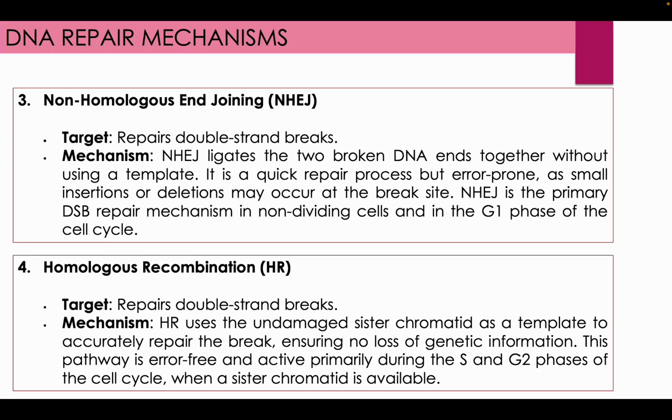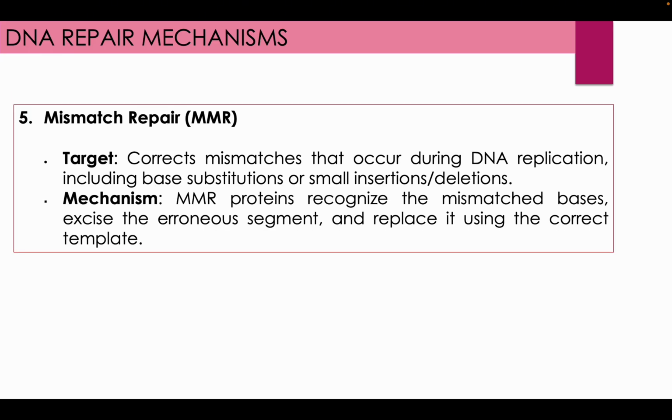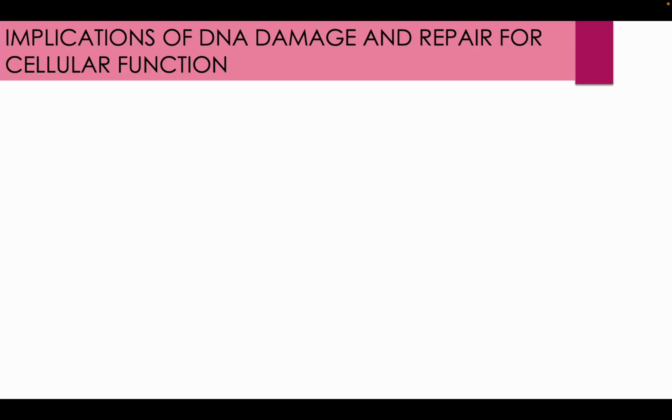And then the fifth one is what we call the mismatch repair, or the MMR. Its target is to correct mismatches that occur during DNA replication, including base substitutions or small insertions or deletions. As for the mechanism, MMR proteins recognize the mismatched bases, excise the erroneous segment, and replace it using the correct template. So those are the 5 DNA repair mechanisms.